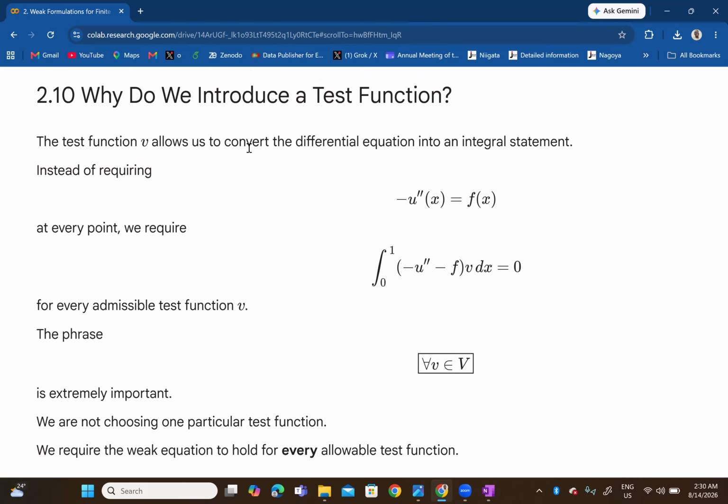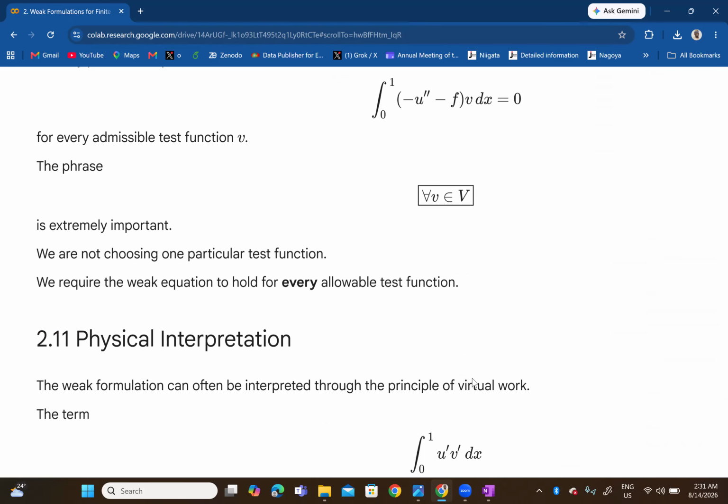So why do we introduce a test function? The test function v allows us to convert the differential equation into an integral statement. Instead of requiring minus u prime prime of x equals f of x at every point, we require the integral from 0 to 1 of (minus u prime prime minus f) v dx equals 0 for every admissible test function v. The phrase "for every v belonging to V" is extremely important. We are not choosing one particular test function. We require the weak equation to hold for every allowable test function.